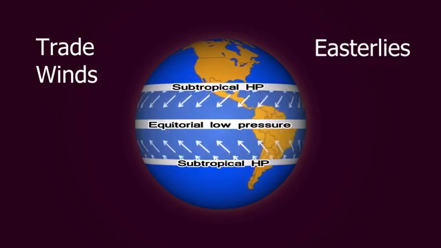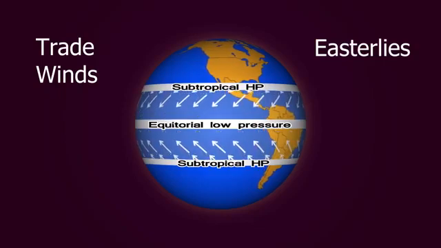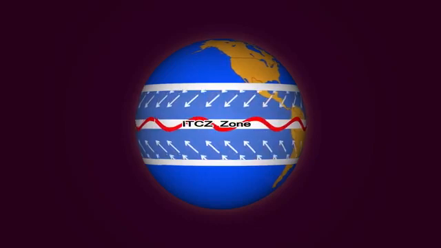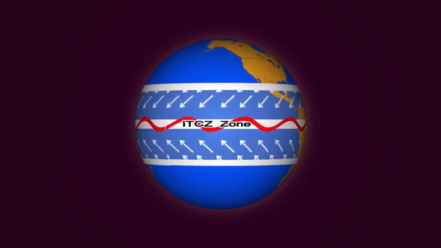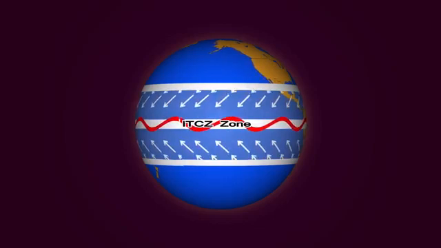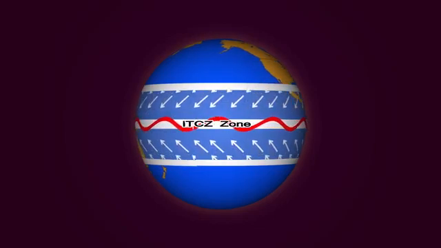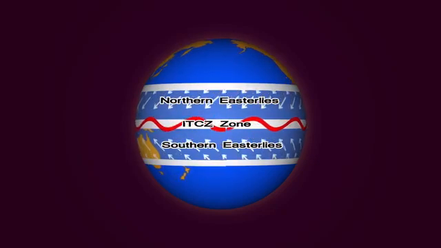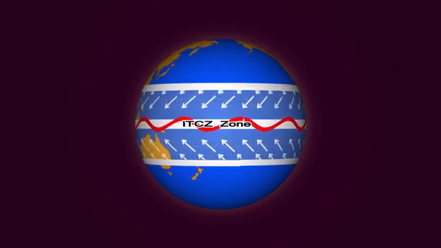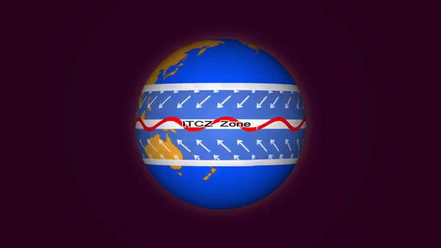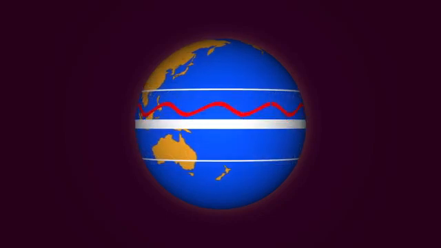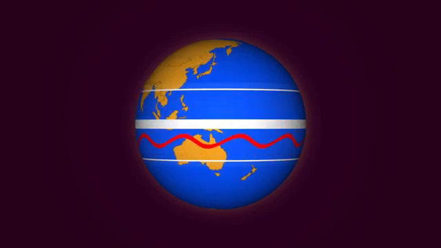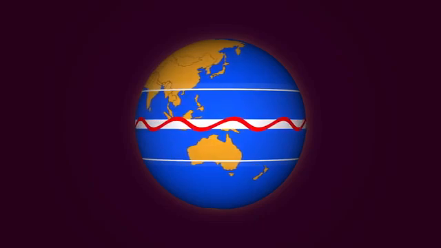Now these winds converge at the equator, and this region is known as ITCZ zone, that is intertropical convergence zone. Since the convergence of the easterlies, that is the northern easterlies and the southern easterlies, happens in this region, it is known as intertropical convergence zone. Now the ITCZ zone keeps shifting towards the northern and the southern hemisphere. This happens because of the apparent movement of the sun.